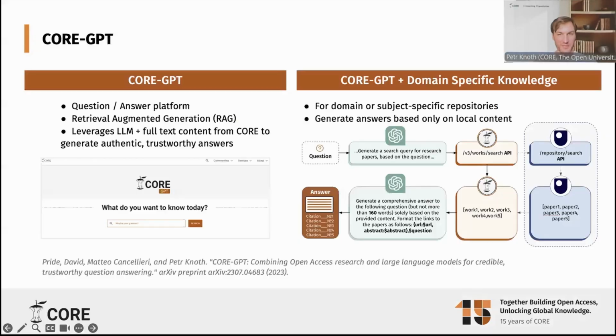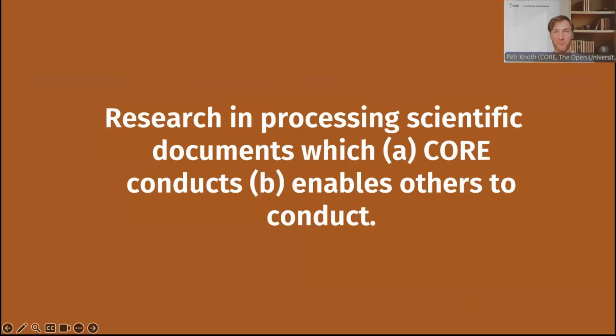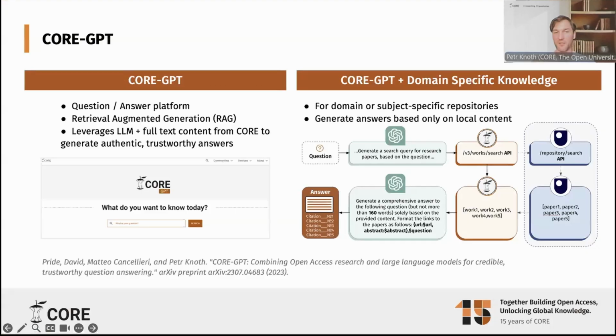I want to skip something and go now to the second part of my talk, which will be a lot shorter. I just want to highlight some of the research that my group is doing in processing scientific documents. I don't have time to talk about everything, but I want to give a few examples of the research that we conduct at CORE, and also some research that other people conducted on CORE data, because I think that's kind of cool.